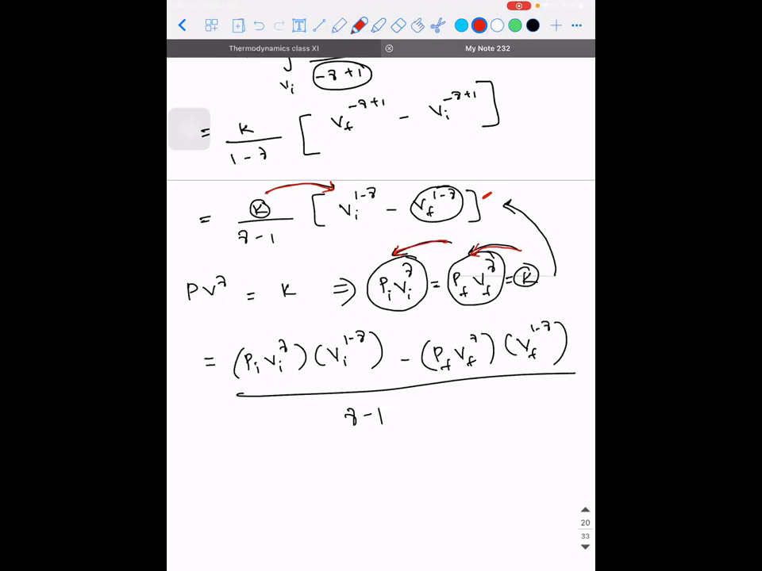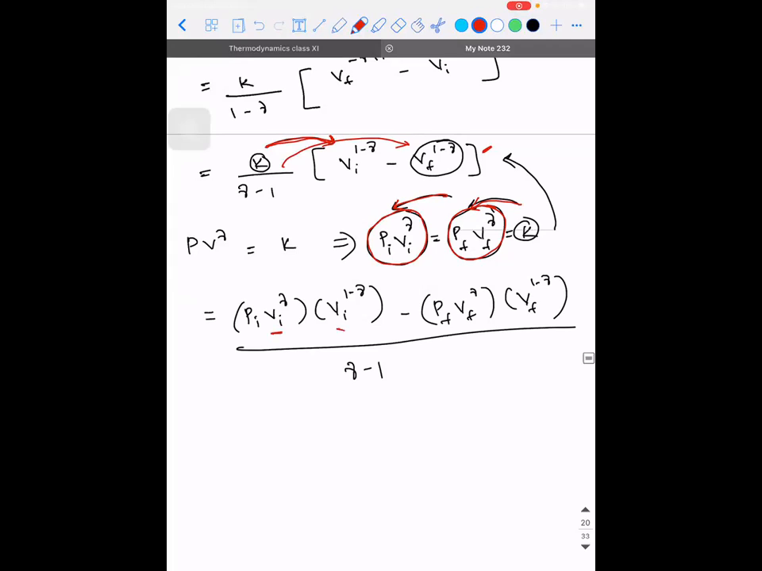But K has two different values. What is it? It is Pi into VI power gamma and PF into VF power gamma. Both are same. So when this K is getting multiplied with Vi, I took the value of K as Pi into Vi power gamma. When the same K is multiplied with Vf, I took it as Pf into Vf power gamma. The reason why I took it like that is because Vi and Vi will get multiplied and Vf and Vf will get multiplied, so things will be easy for us. So this will be equal to Pi into Vi power gamma into Vi power 1 minus gamma is Vi, minus Pf into Vf power gamma into Vf power 1 minus gamma is Vf, divided by gamma minus 1. This is the amount of work done.